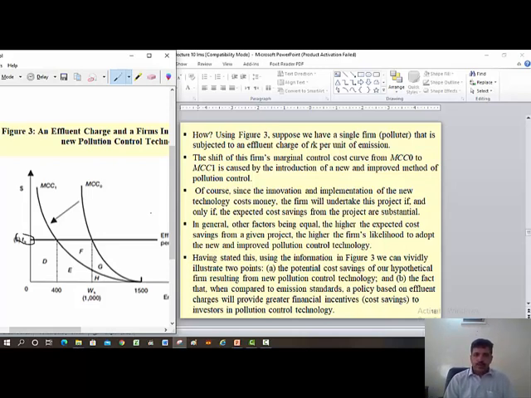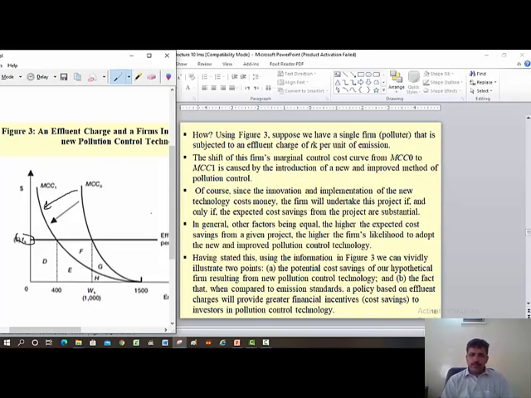Similarly, the shift of the marginal control cost curve from MCC0 to MCC1 is caused by the introduction of new technology or a new method of pollution control. When new technology for pollution control is adopted, we see the movement of MCC0 to MCC1. You see this area.